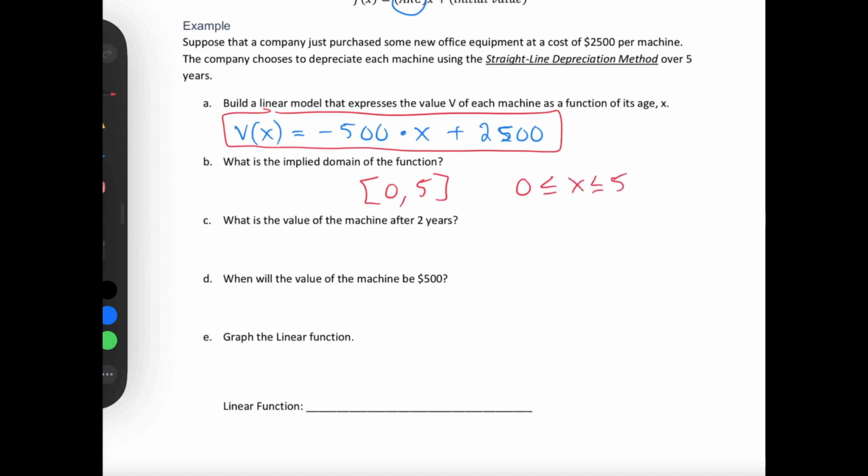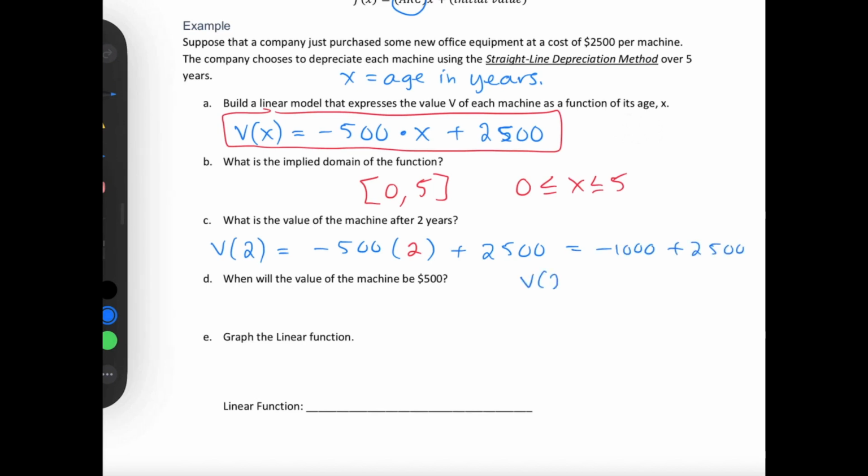And what is the value of the function after 2 years? So we plug 2 into our value function. So we'll say negative 500 times x plus 2,500, and we're going to plug 2 in right here so that we end up with negative 1,000 plus 2,500, and so the value after 2 years is going to be $1,500. So let's put our units on that and box it up as our answer.